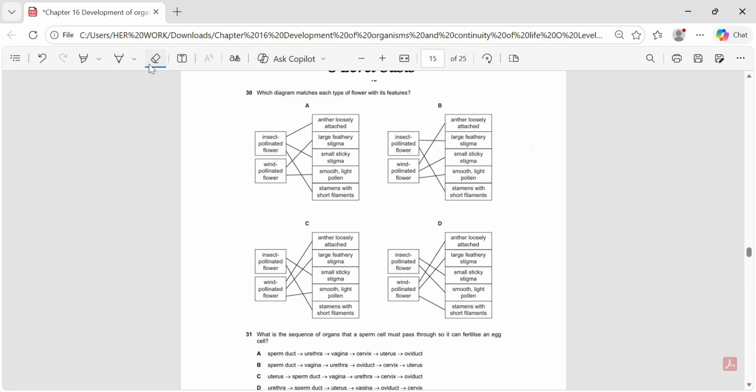Now, let's look at the next question. It asks which diagram matches each type of flower with its features. Now, what we'll do is go through each option one by one and check which one actually makes sense biologically. Starting with option A, this one is incorrect.